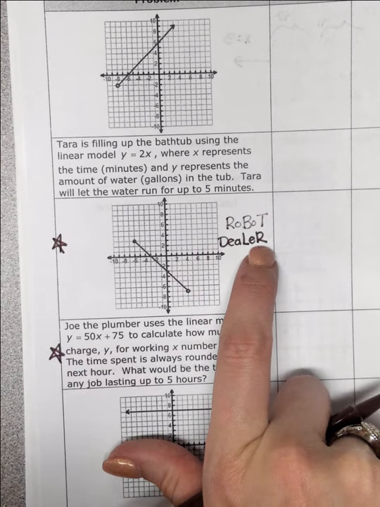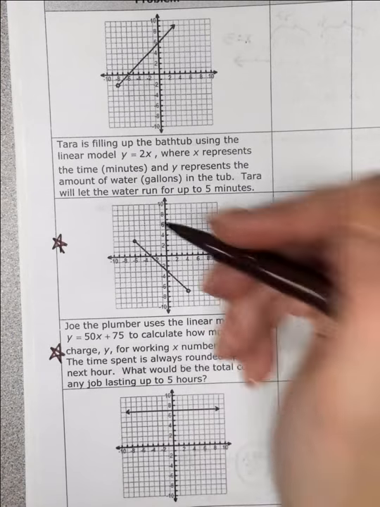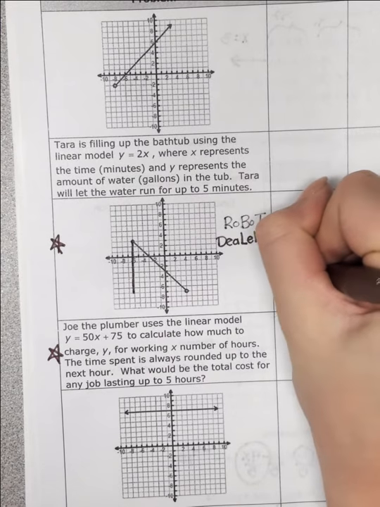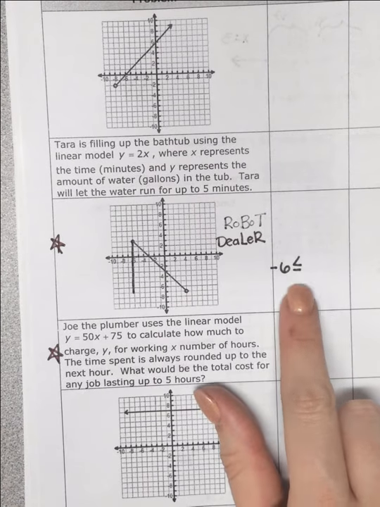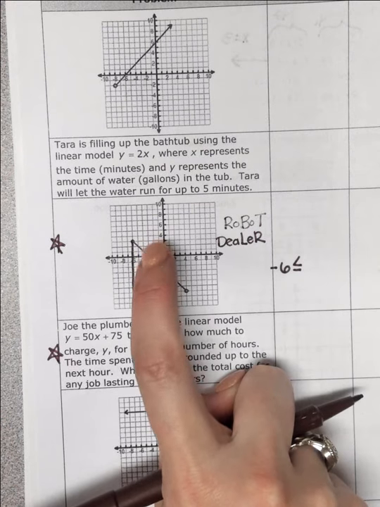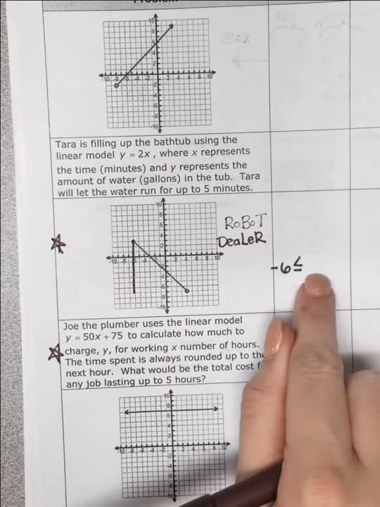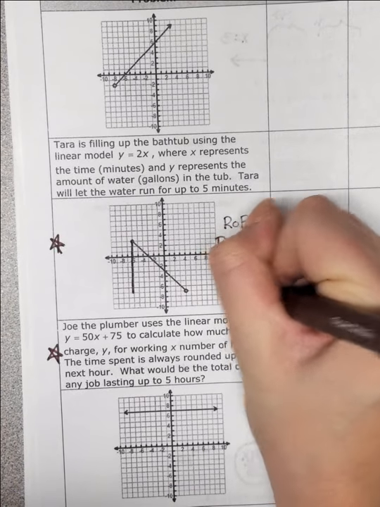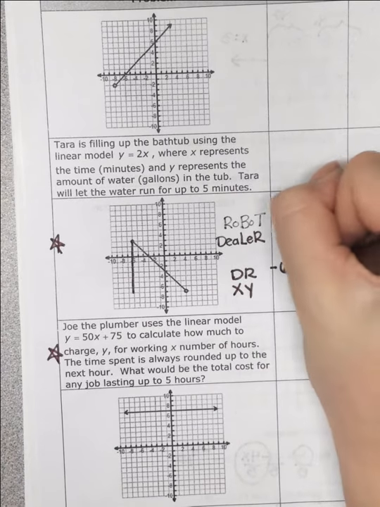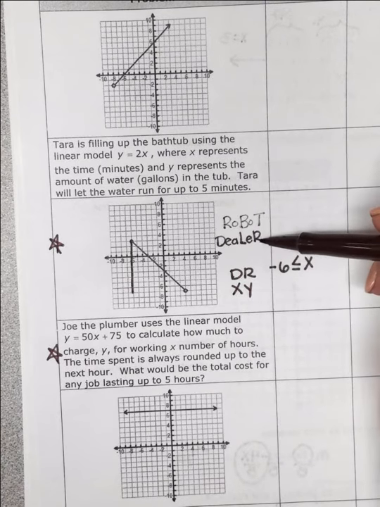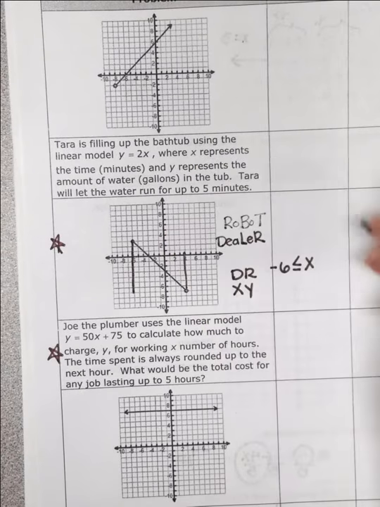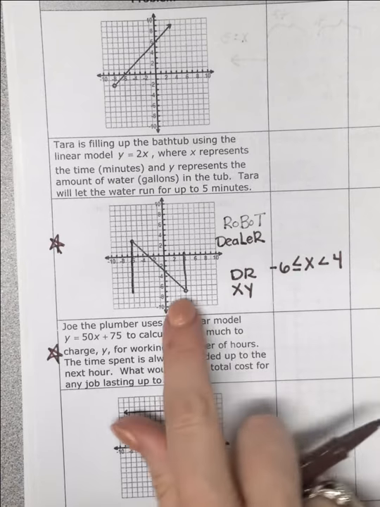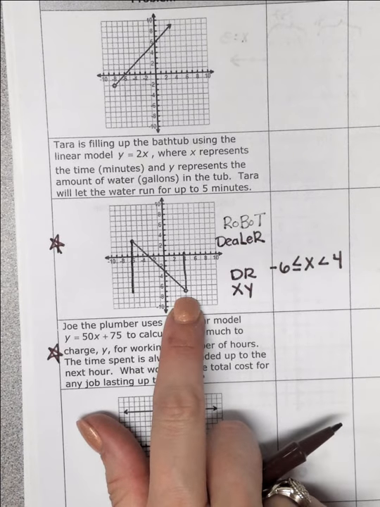So domain is left to right. So how far to the left does this go? -6. And I'm going to put the line underneath because this is a closed circle. If it's a closed circle, you put the line underneath. I don't remember, is domain X or is domain Y? Well, let's remember what the doctor tells us. Domain is X. So domain is left to right. So the right side is right here at 4. This time I didn't put the line underneath because this is an open circle.